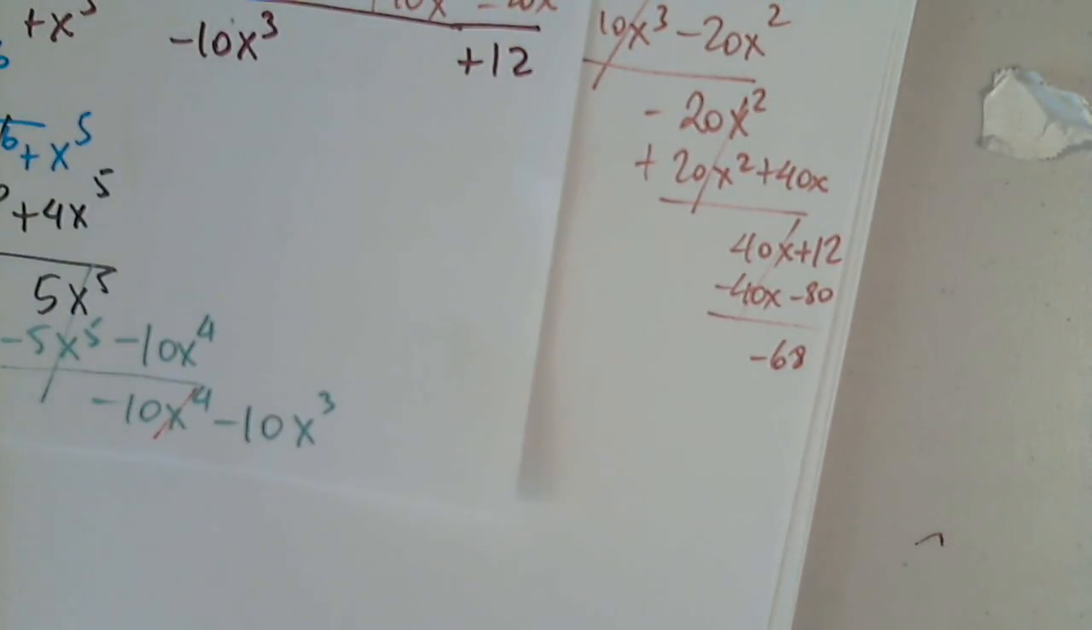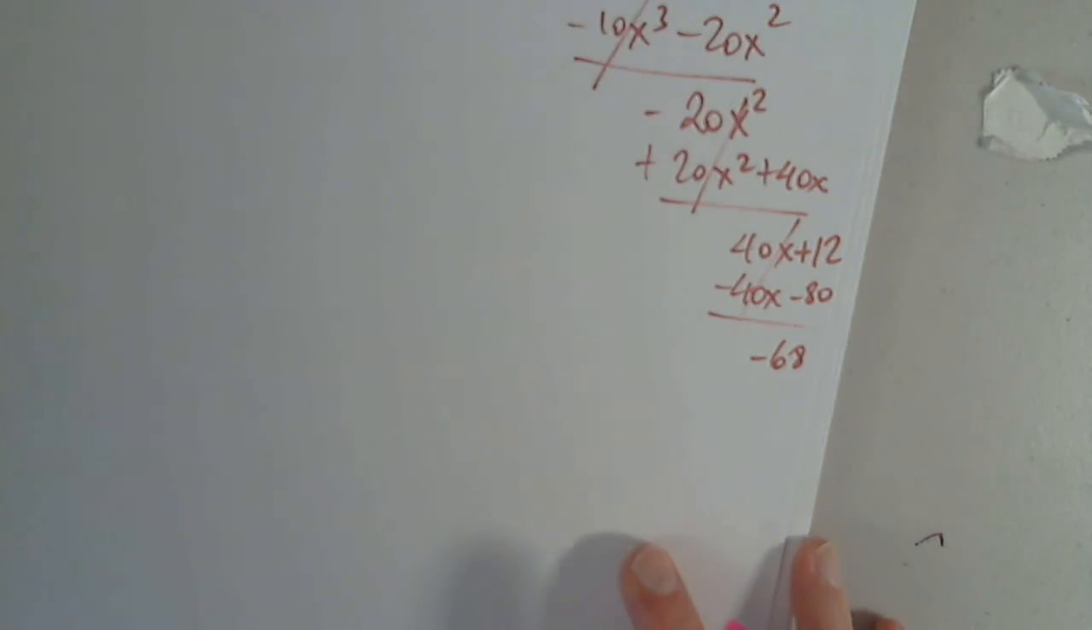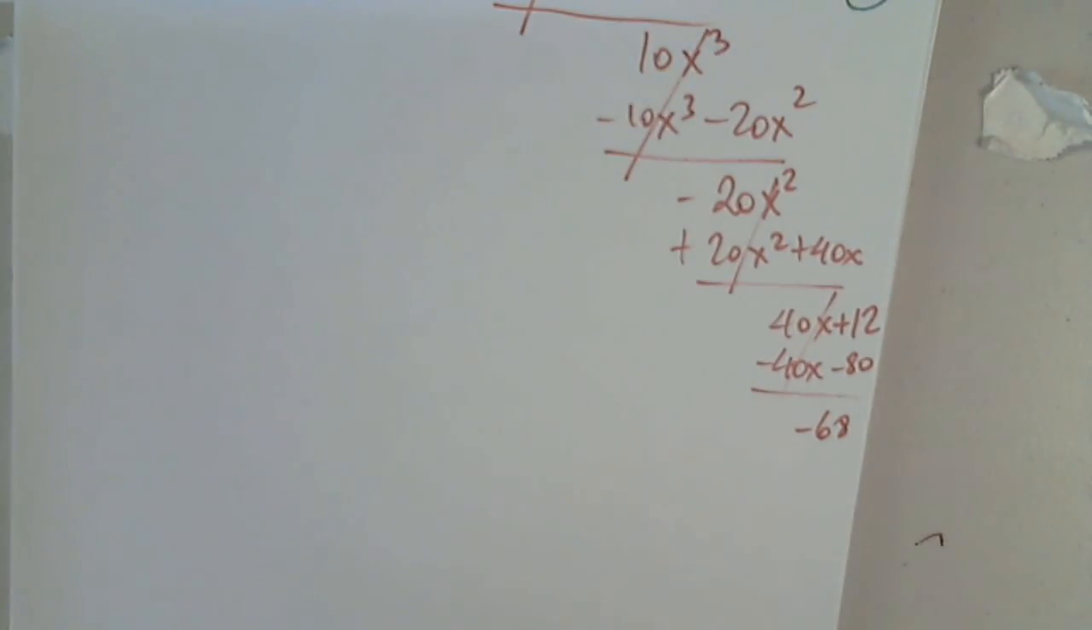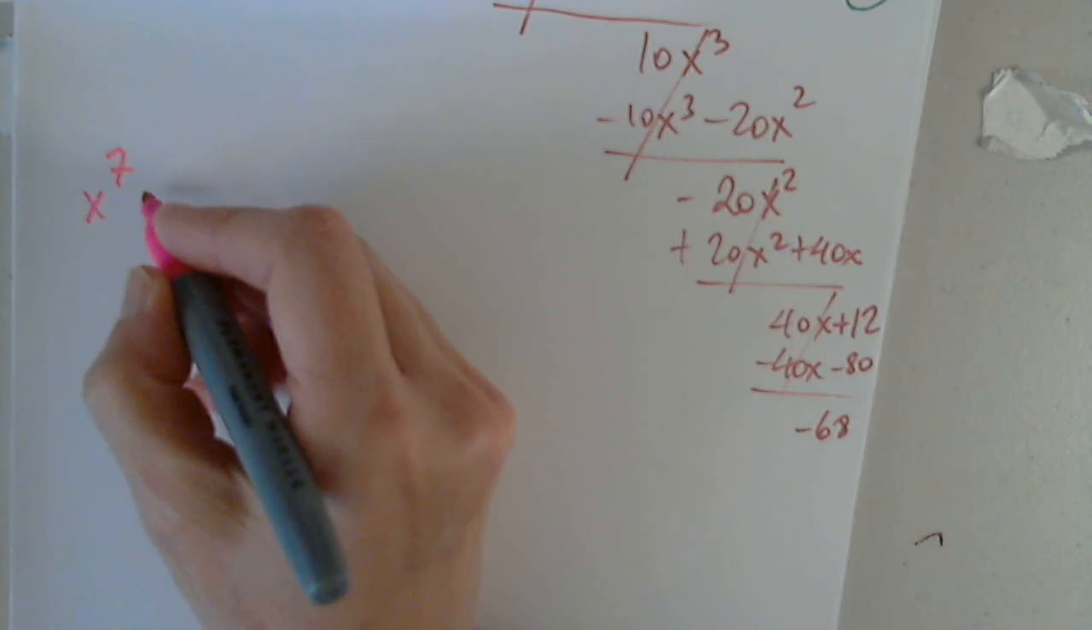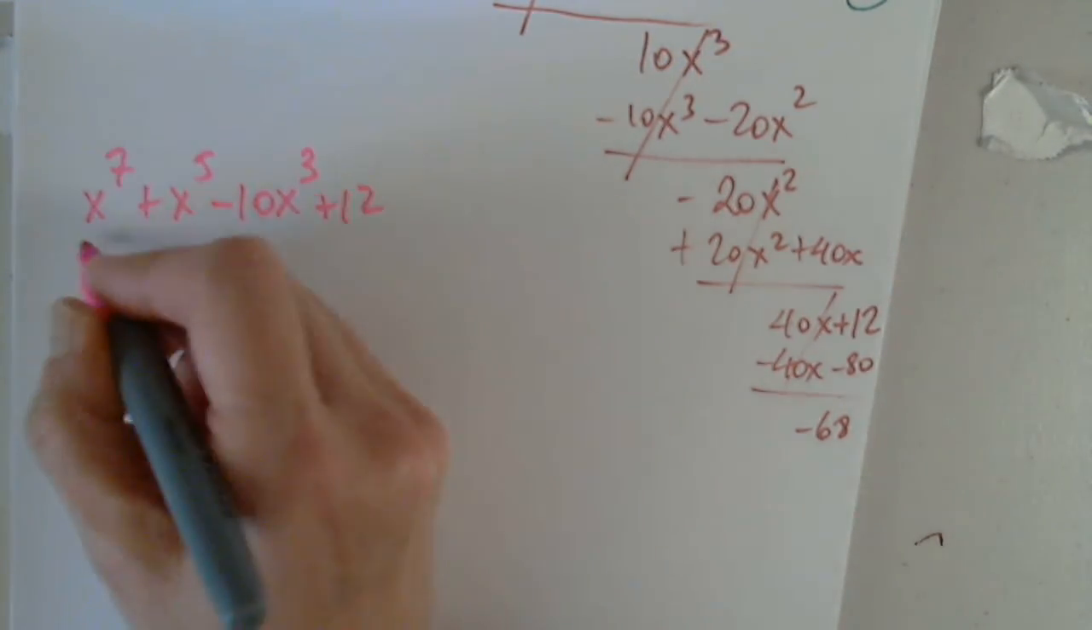And we'll check on this one just because I did it kind of on 3 pages. It appeared to be. Okay, so let me write the final answer. So x to the 7th plus x to the 5th minus 10x to the 3rd and plus 12.